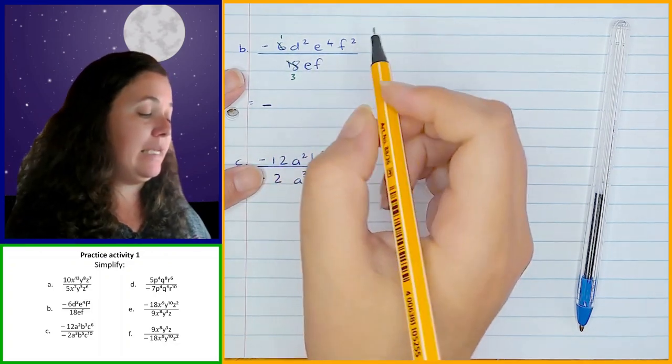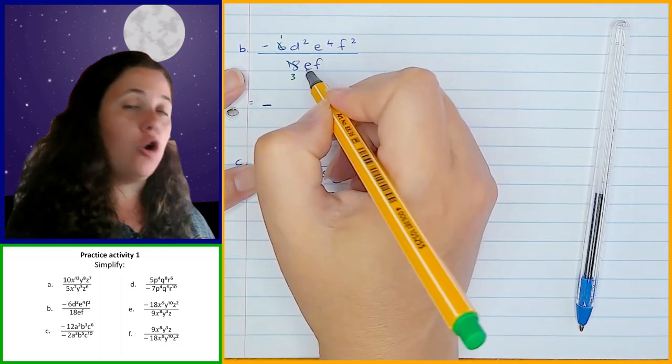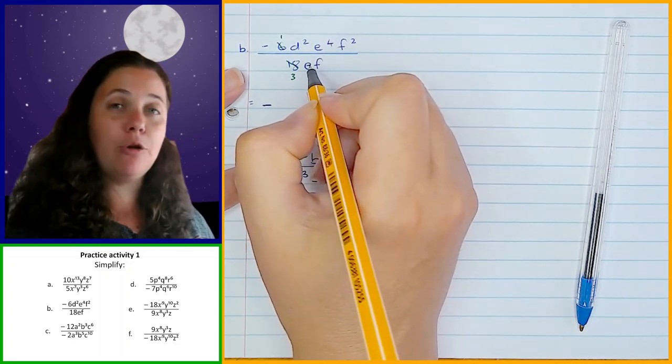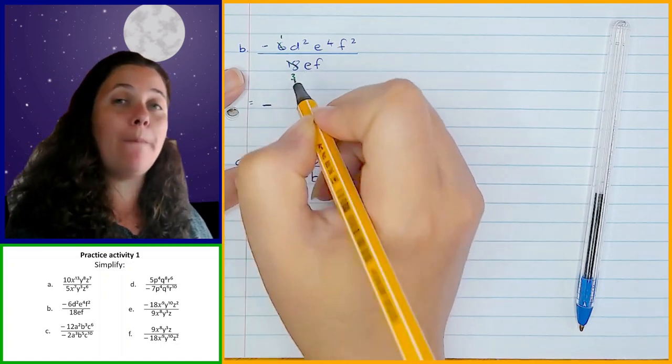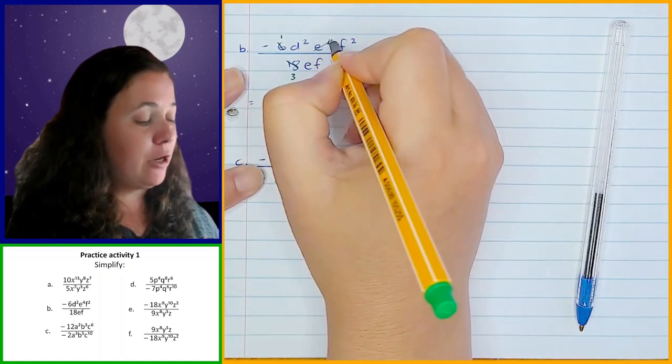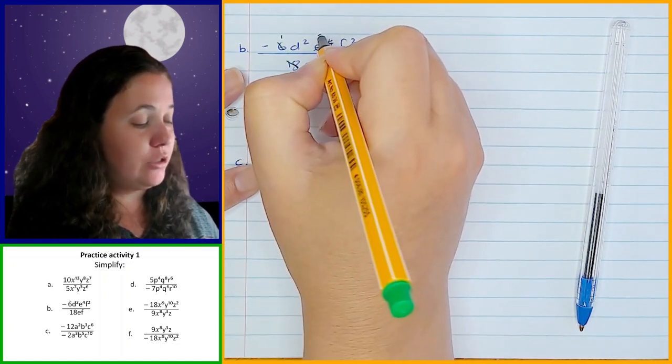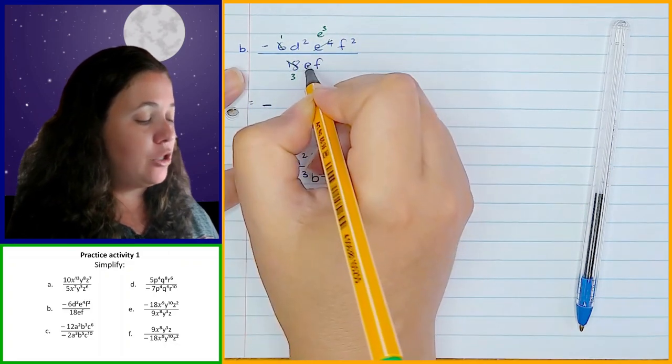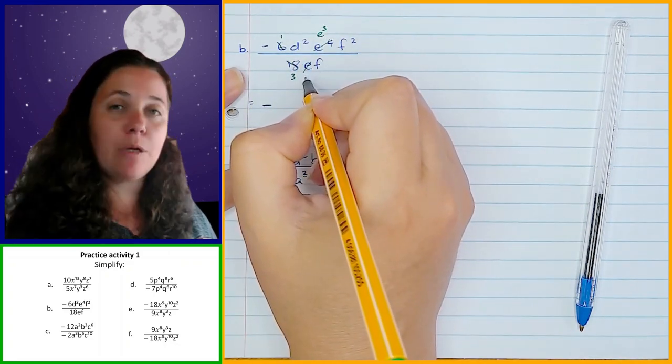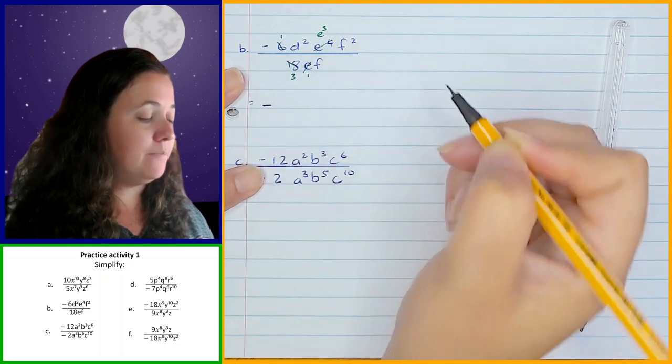Then I go on to my e's. I've got e to the power of 4 over e. Now, if you can't see an exponent, remember it's 1. So I'm going to say 4 minus 1. So that's going to be e to the power of 4 minus 1, which is 3. So e to the power of 3. And on the bottom, that is going to cancel out because I have e divided by e, giving me 1.